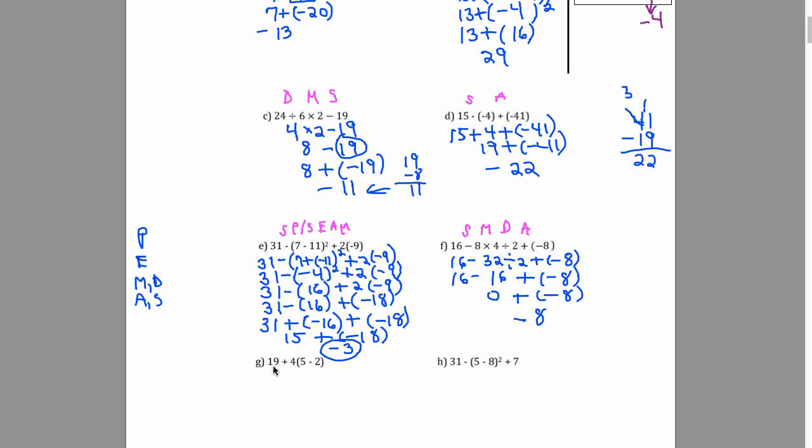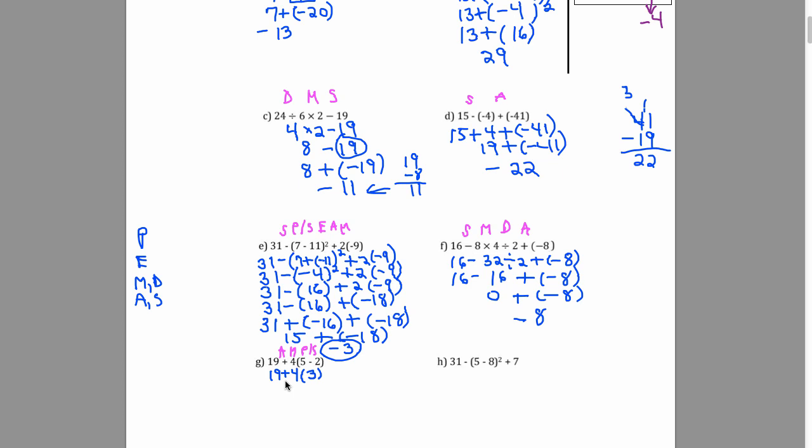Part G, we have addition, multiplication, and we have parentheses with subtraction going on. So the parentheses have to be taken care of first. And even though this is a subtraction problem, I think you can do this in your head. Don't need to do the formal way we've been changing subtraction and addition, I think, for something like this, because I think everybody knows 5 take away 2 is just 3.